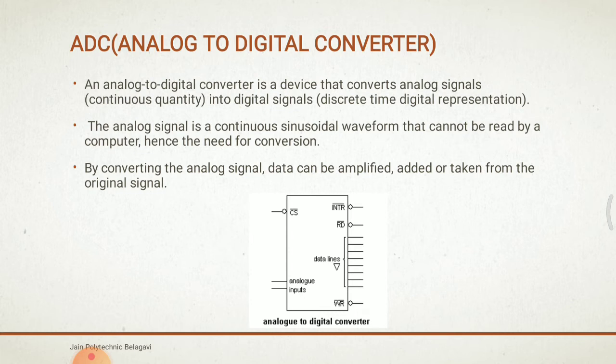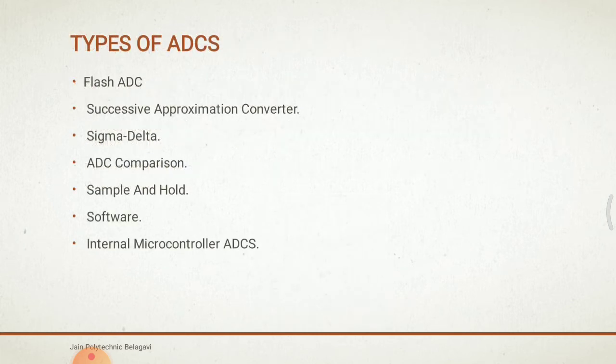Next, there are different types of ADCs, analog to digital converters. First one, flash ADC, successive approximation converters, sigma delta ADC, compression, sample and hold circuits, and software, and internal microcontroller ADCs will also be there.